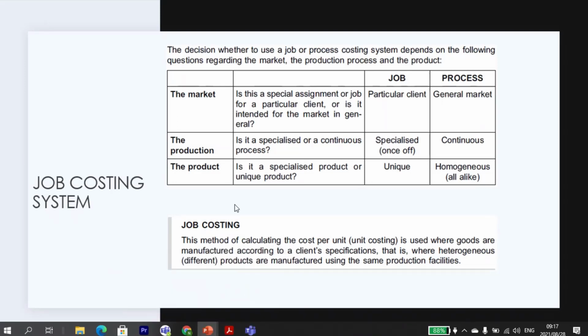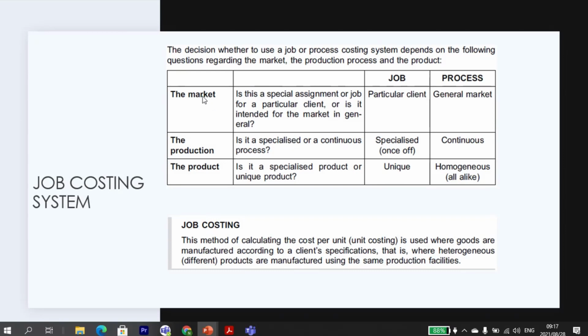Then we are looking at the differences between job and process costing, in terms of the decision that you will have to make when you're using this product costing system. What does it depend on, right?